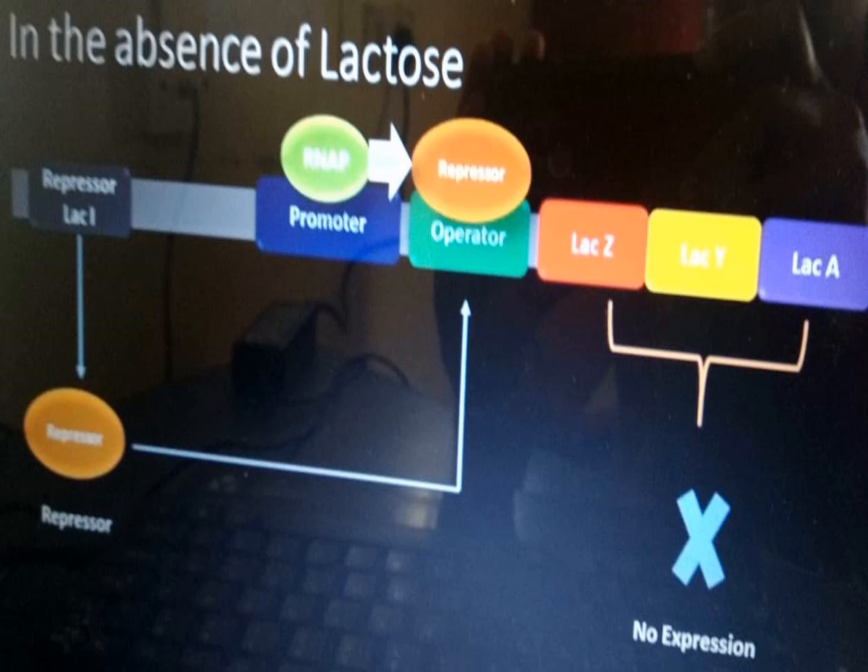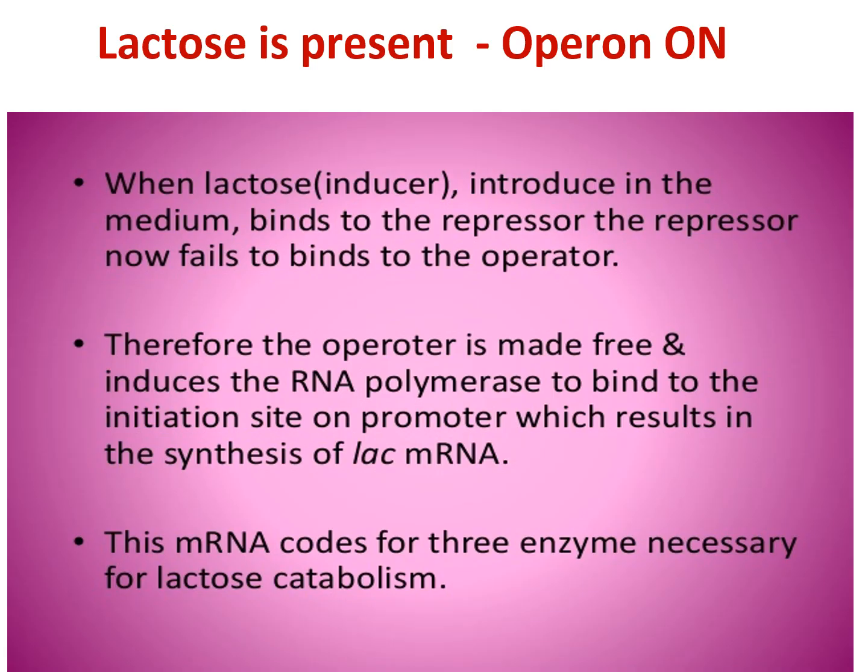In case lactose is present in the environment, what does the E. coli have to do? It must break the lactose and convert it into an easily available energy source like glucose and galactose. Now the operon must be turned on, or automatically it will turn on.